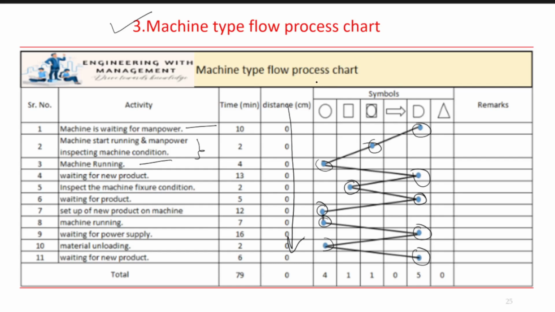So how many times are these activities performed? The numbers are given. The operation is done 4 times. The inspection is done 1 time. The combined activity is 1 time. Transport is 0. Delay is 5 times. And the storage is 0.